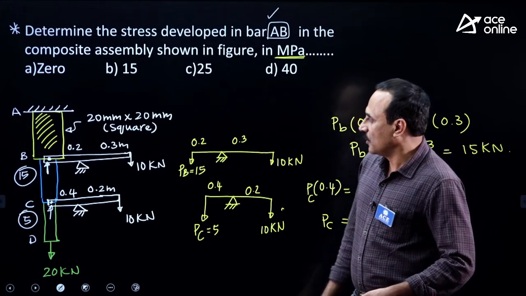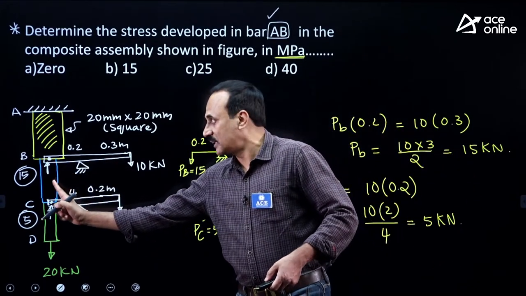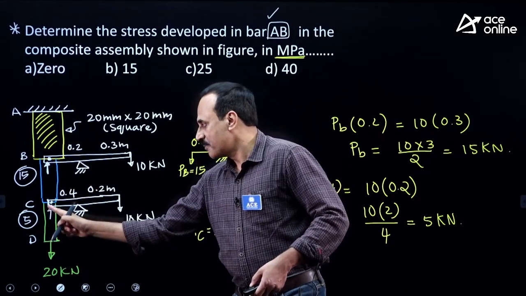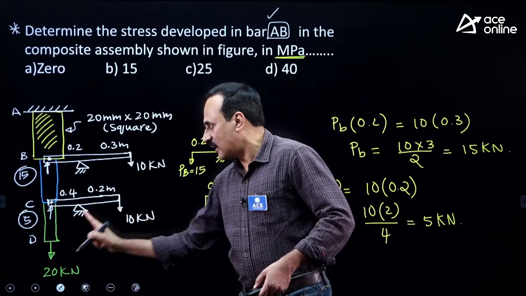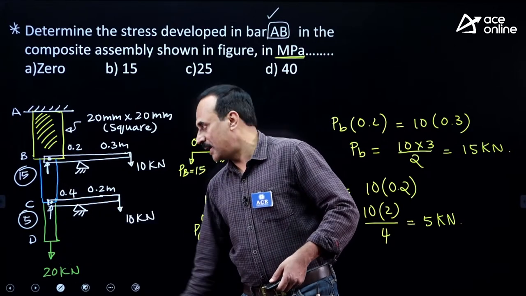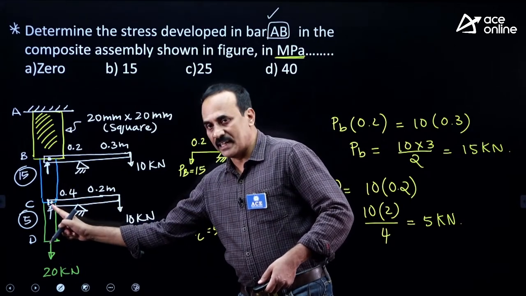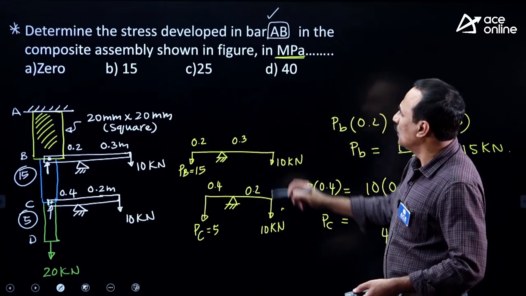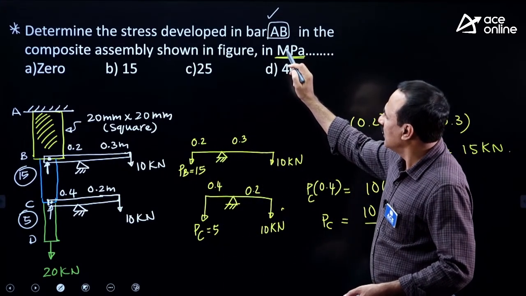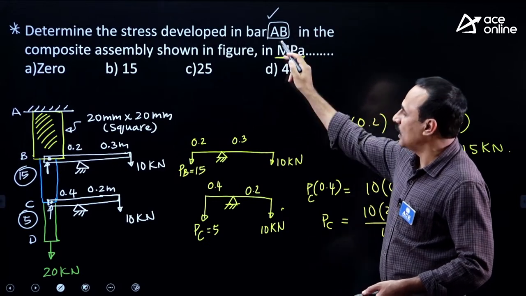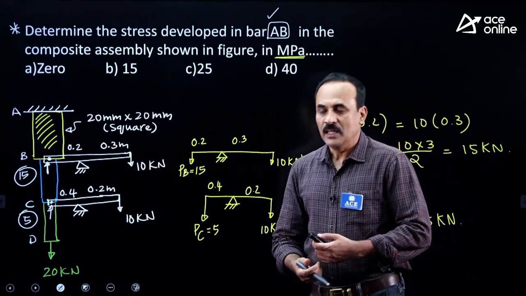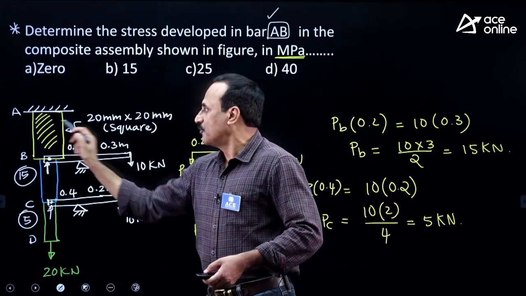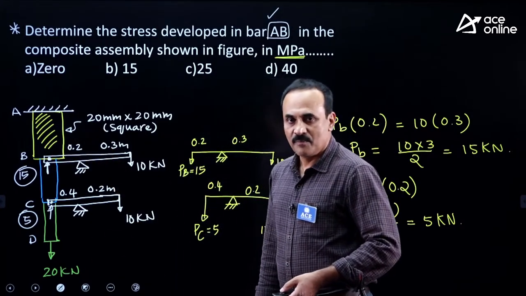Okay? So, this 15 kilonewton is the thrust given by this horizontal bar here upwards. And 5 kilonewton is the thrust given by this hinge reaction upwards. Now, they are asking you what is the stress developed in bar AB. If you want the stress in bar AB, we need to calculate the force acting on this member.